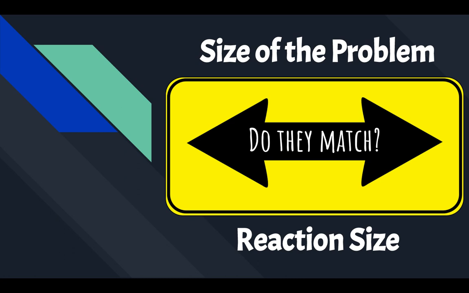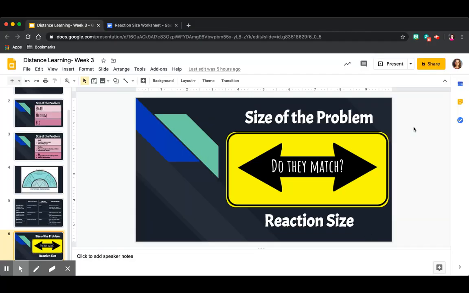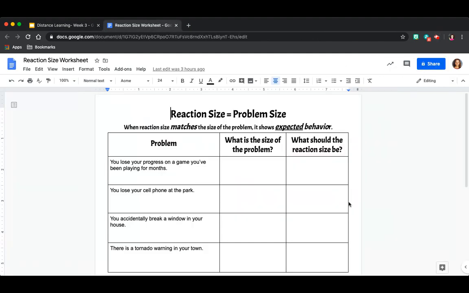So that is how we match, or how we want to match, the size of the problem to the reaction size. And that, again, is so that people have very comfortable thoughts about us, because we're going to meet the expectation. That's going to be kind of it for reaction size. I'm going to come in and also show you this worksheet.